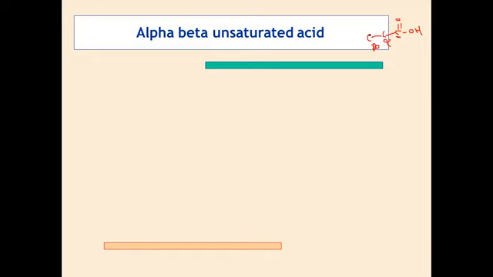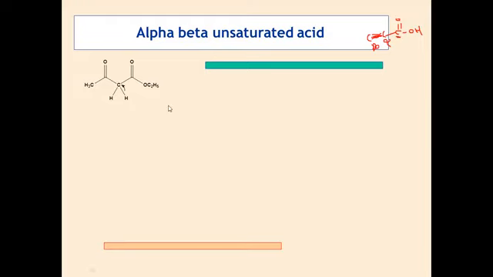So we want to synthesize an alpha beta unsaturated acid. Now this is the double bond. See the first step. Again, as usual, the first step is common in all 4 to 5 reactions. So what is that first step?